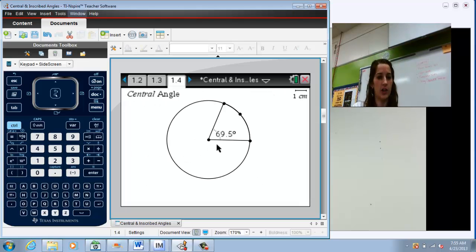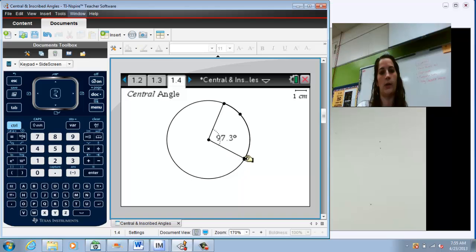So now let's take a look at the central angle. Again, a central angle is an angle whose vertex is at the center of the circle and whose sides are radii of the circle. And the equation for a central angle is just that of the arc measure. So the central angle is equal to the measure of the arc that it intersects. So 69.5 degrees is the measure of this angle as well as the measure of this arc.